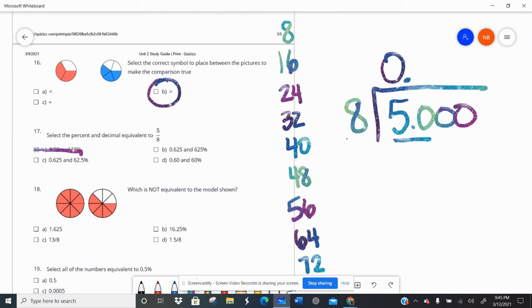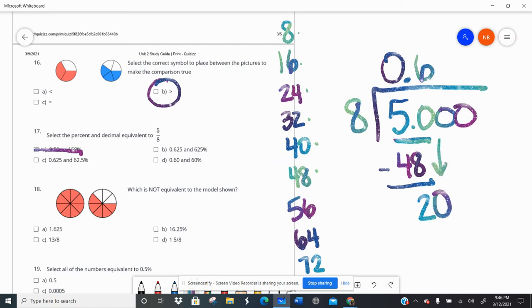So now I look at 50. How many groups of 8 could I get? 1, 2, 3, 4, 5, 6. I could get 6 groups of 8. Groups go up top. 6 times 8 is 48. I subtract. 50 minus 48 is 2, and I bring down the 0.